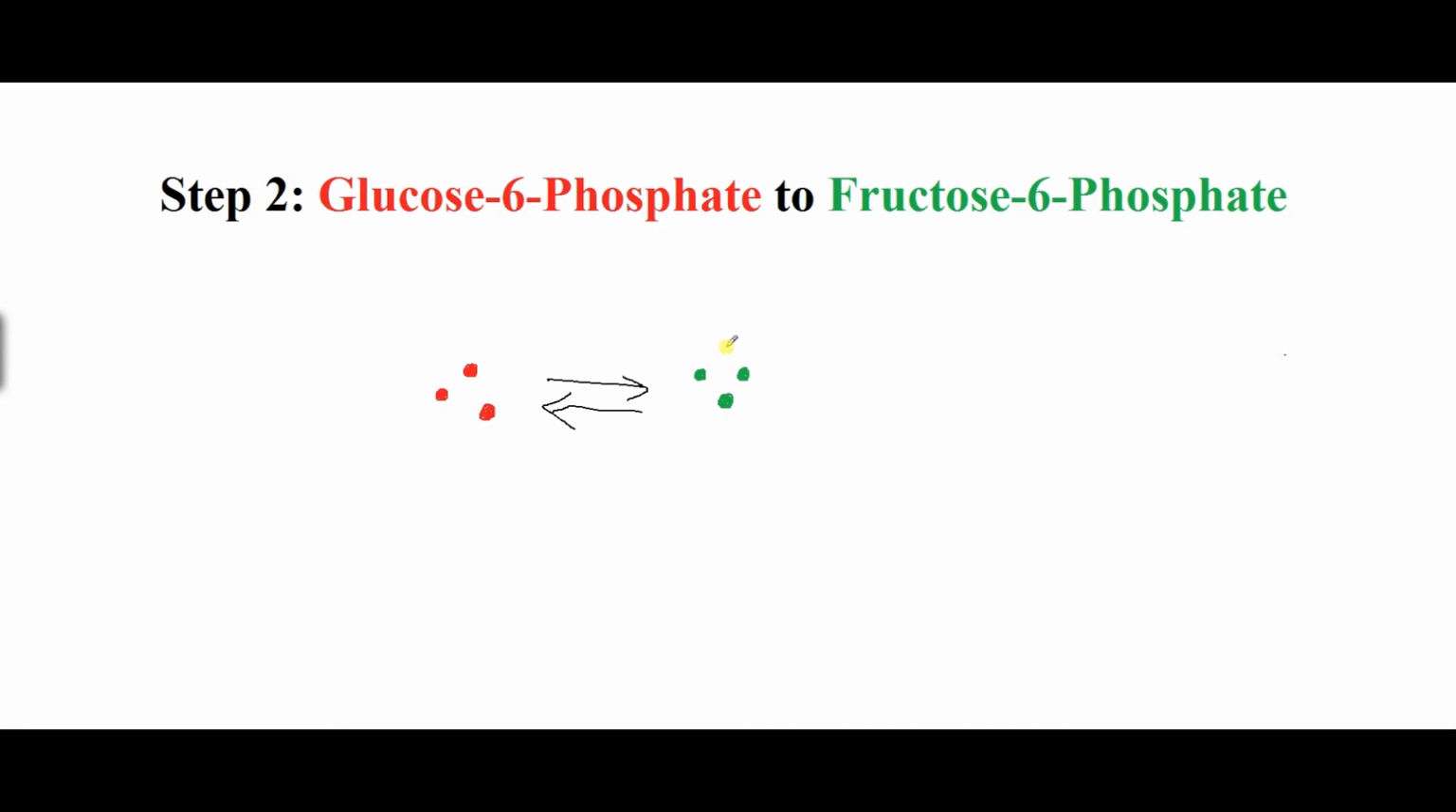However, it is also possible for the reaction to move in the reverse direction, meaning that if there's a higher concentration of fructose 6-phosphate, then the reaction, ooh, that's a bad arrow. That's still a bad arrow.